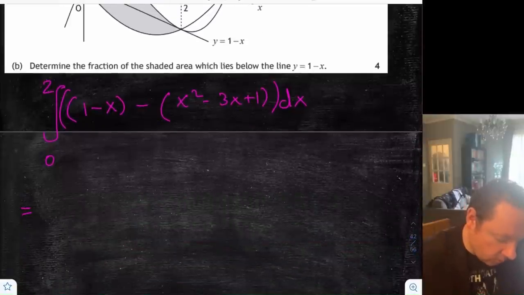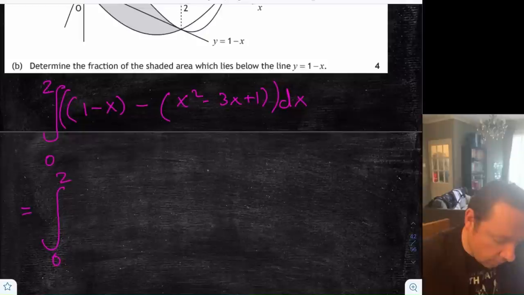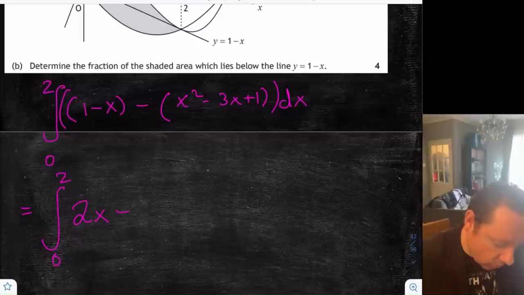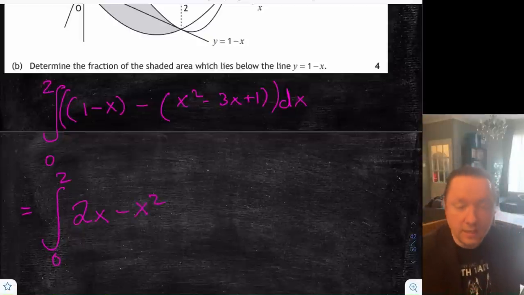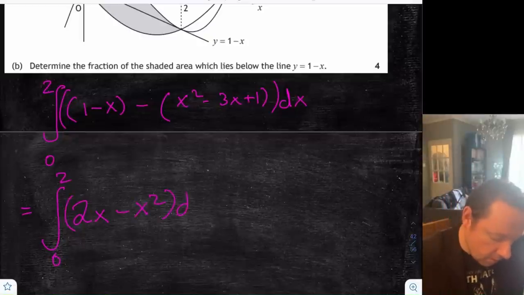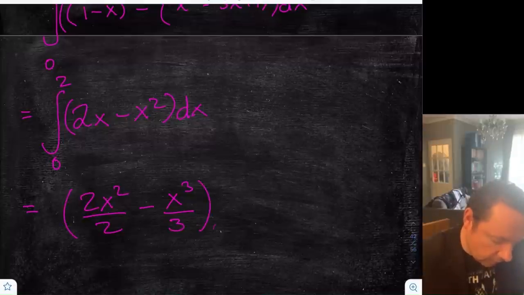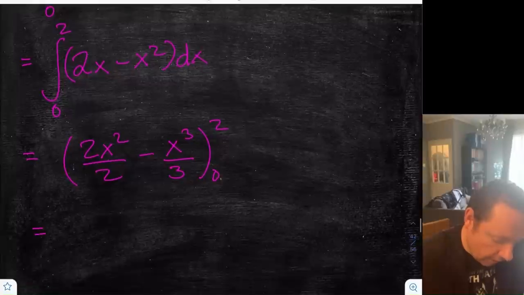So that gives me the integral between 0 and 2 of 1 minus 1 is 0. I've got minus x minus 3x, so that's 3x minus x is 2x. Then I've got minus x squared as well. So you get 2x minus x squared, a nice simple function to integrate. So that gives you 2x squared over 2 minus x cubed over 3, between 0 and 2, that gives you x squared minus x cubed over 3.